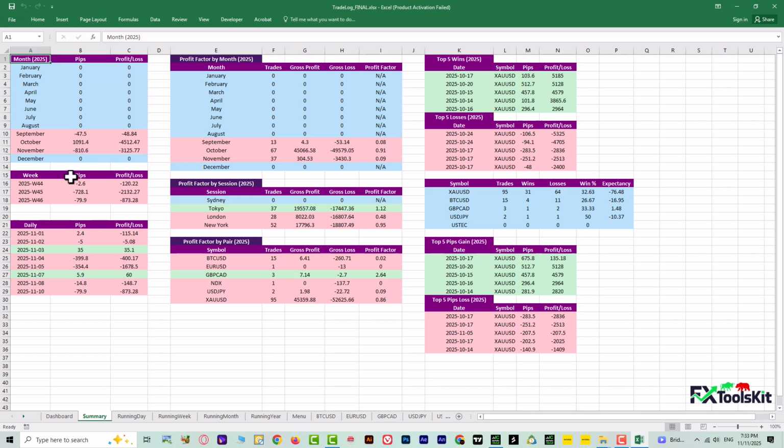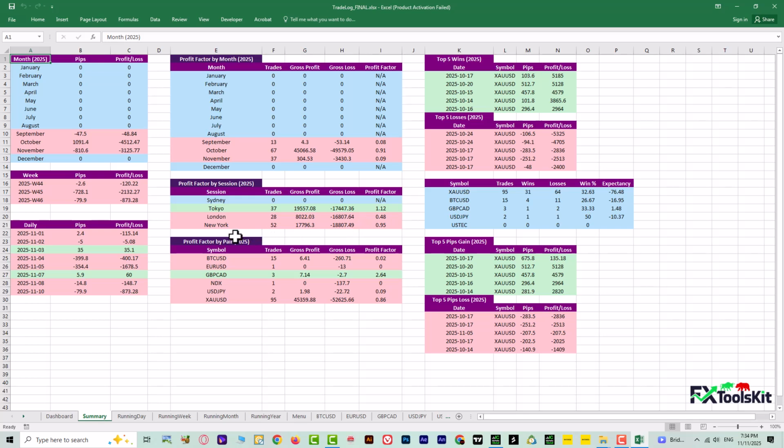Below, you can see the current month's weekly pips and profit loss, and you can see the current month's daily pips and profit loss at a glance. In profit factor by month, you can see each month's gross profit, gross loss, and profit factor. A value above 2.0 is good for the profit factor.